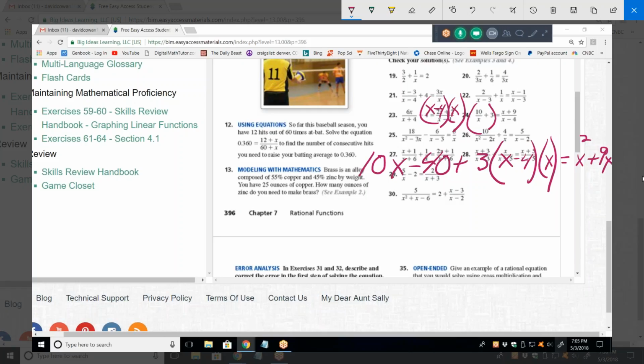What's the next step? Get rid of the parentheses. That's kind of like my two go-to things: you get rid of parentheses, you get rid of denominators. Well, we just got rid of all the denominators. Now we've got to get rid of the parentheses. So, what do we got here?